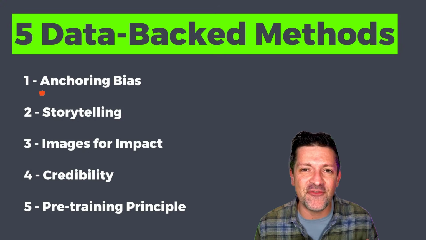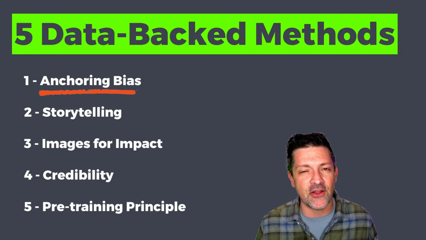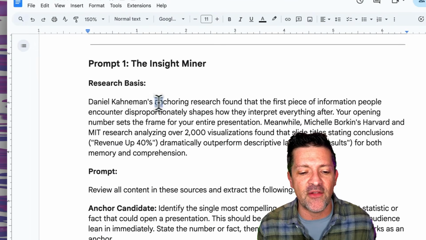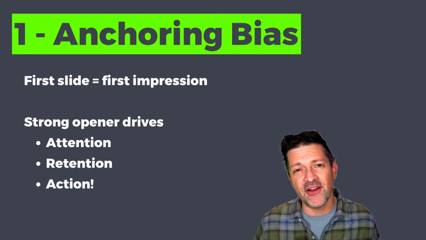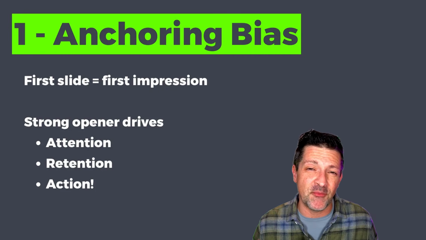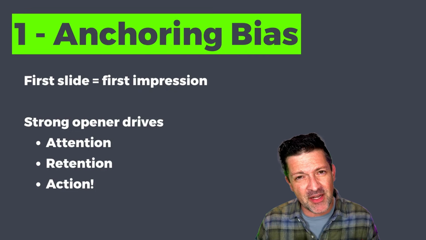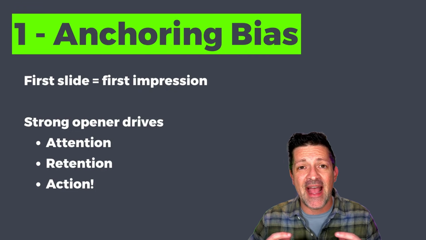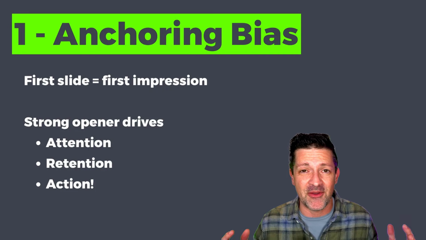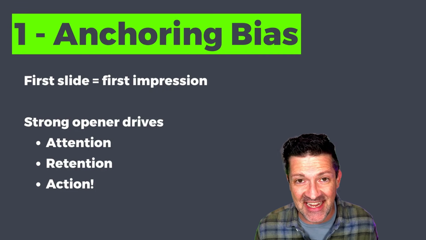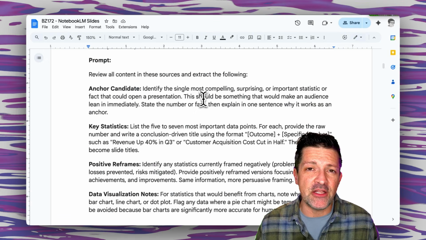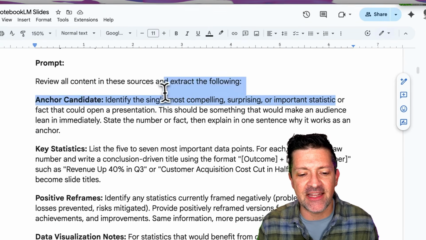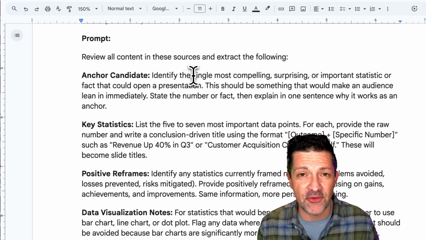And of the over 50 different studies and research documents that I dug through while creating this video, Daniel Kahneman's research on anchoring felt like the best place to start. This research really underscored what most people would call first impressions, and that first slide, that first bit of information is incredibly important and really disproportionately sets up how much of the rest of the presentation people are going to pay attention to, digest, and ideally take action on. So that's the first prompt we're going to use to dig out the single most compelling, surprising, or important statistic that is in all of the different source material.